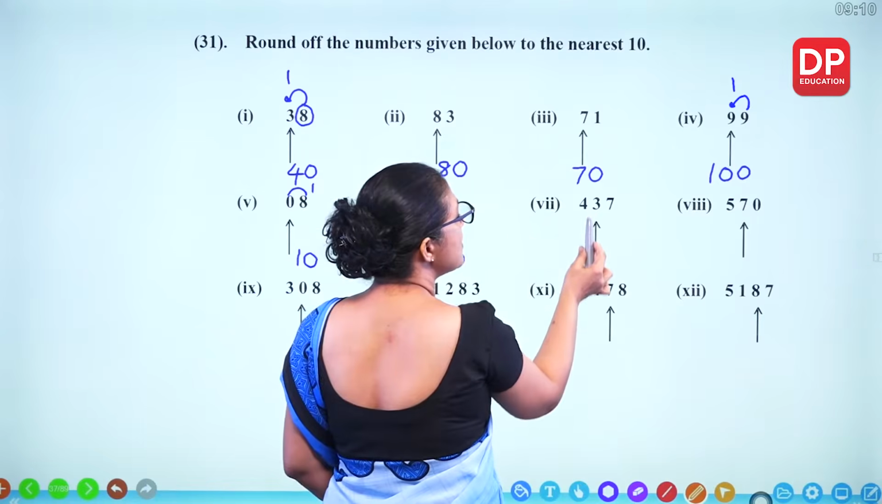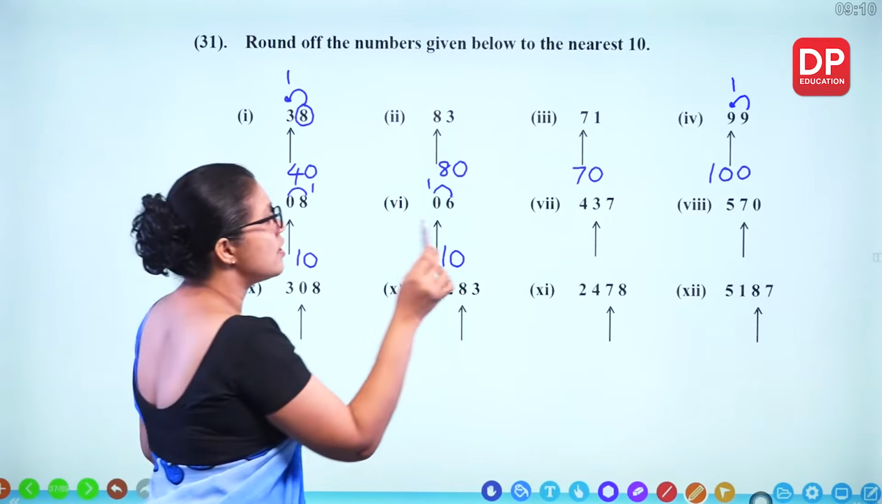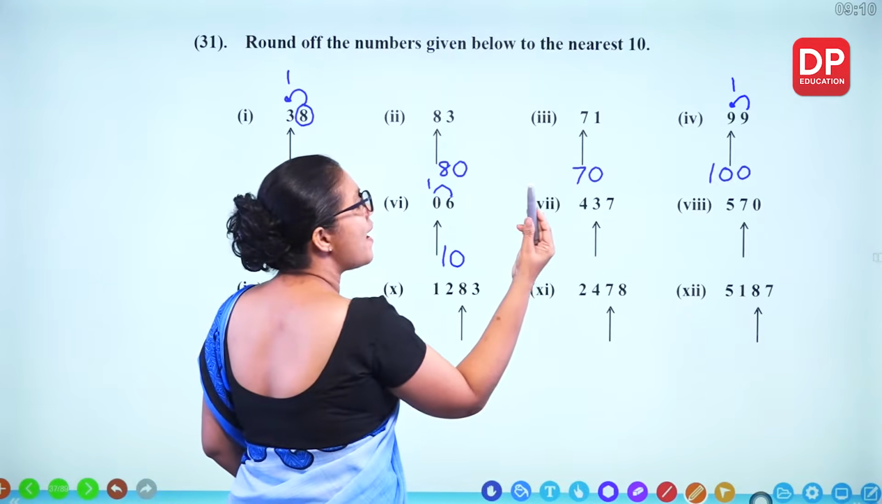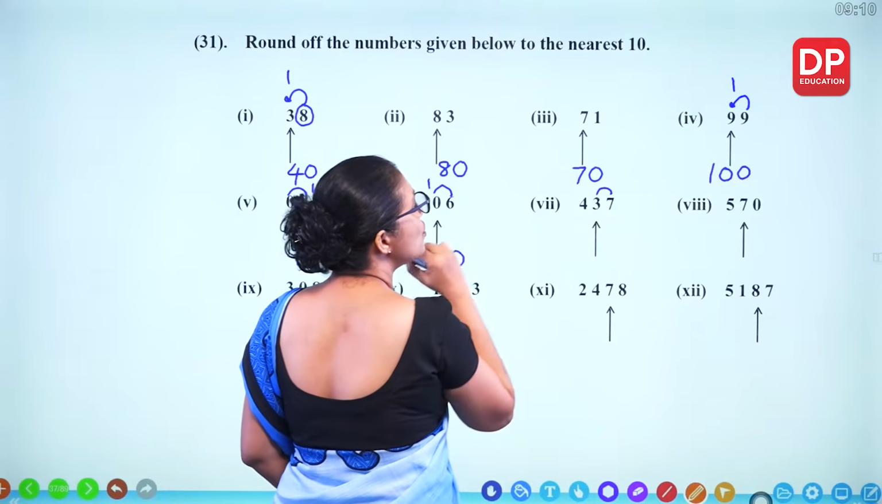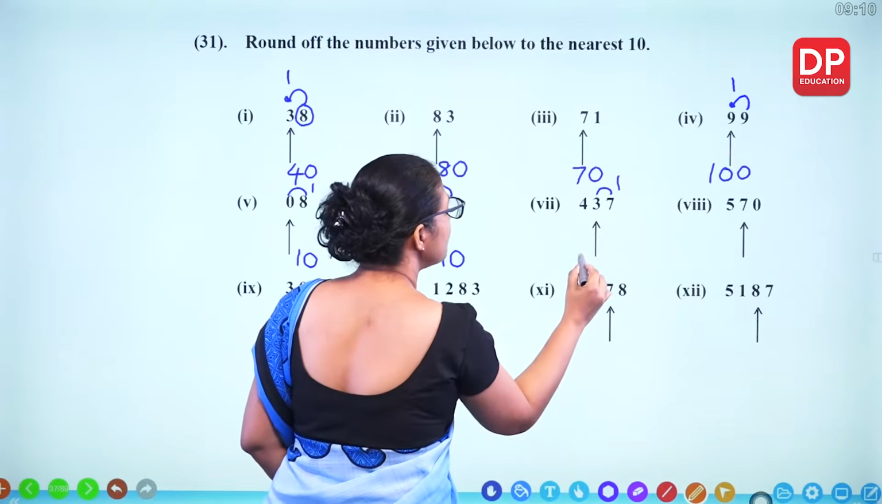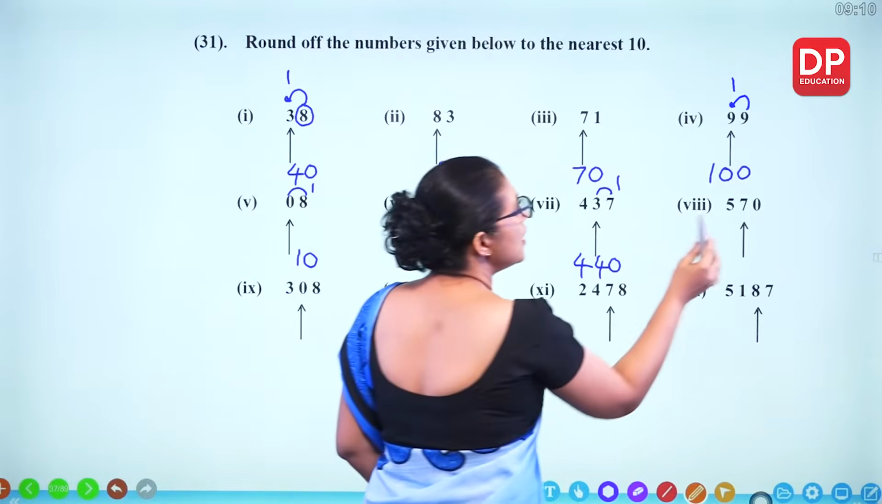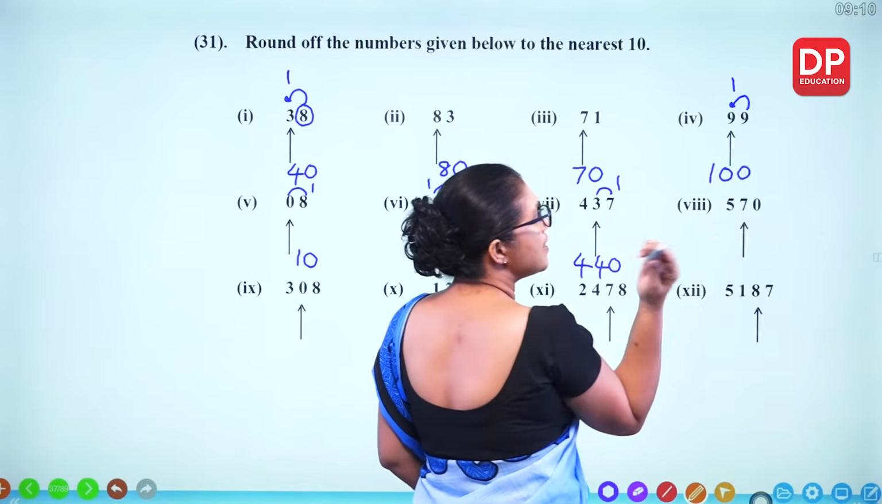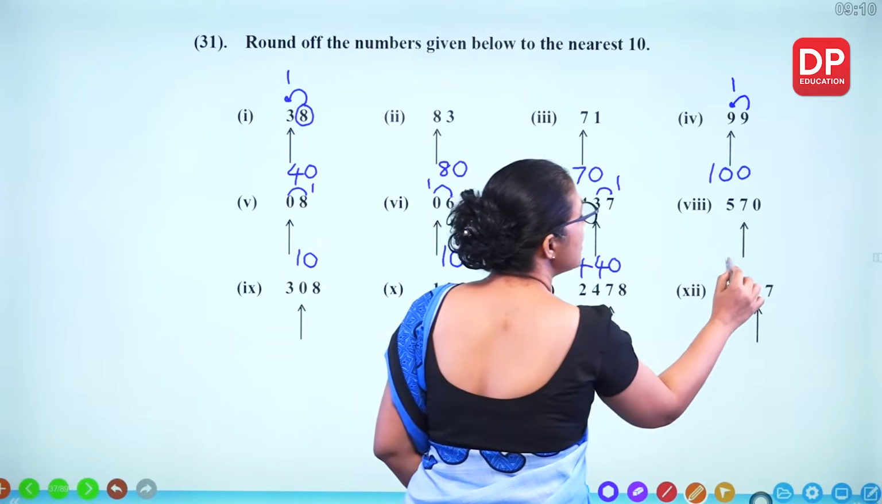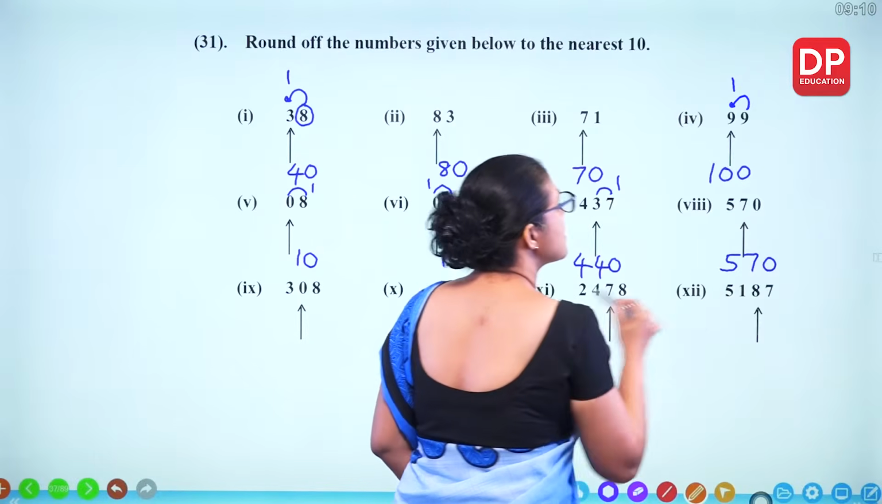437, so this is the digit that we want to round. The next number is more than 5. So what do you do? Add 1. 440. This one, 0 is the next digit, so you don't add it. So write it as it is.